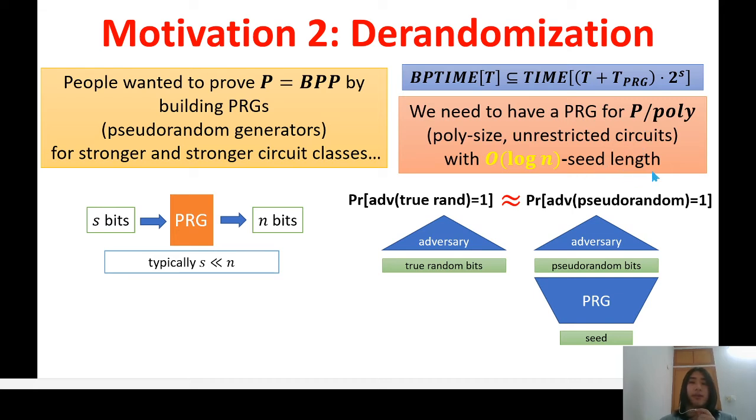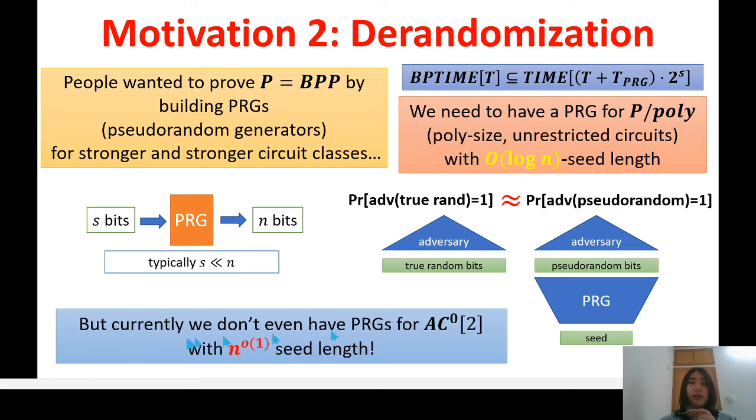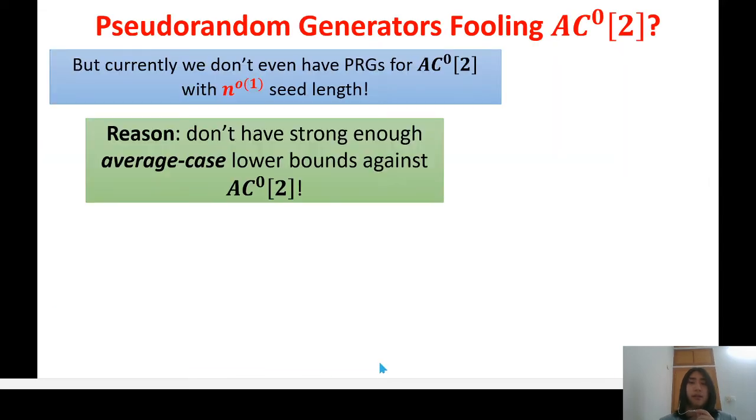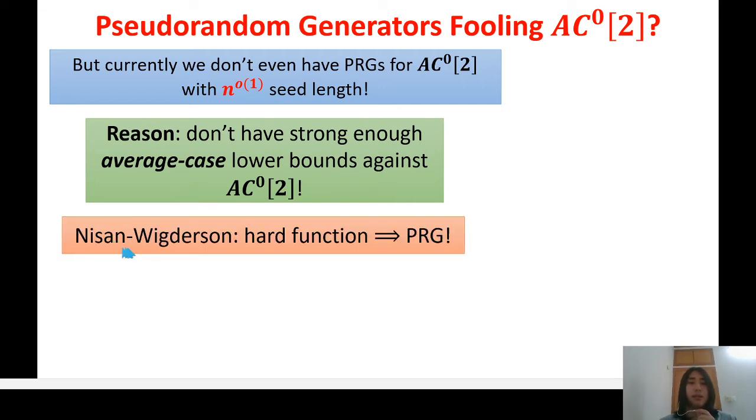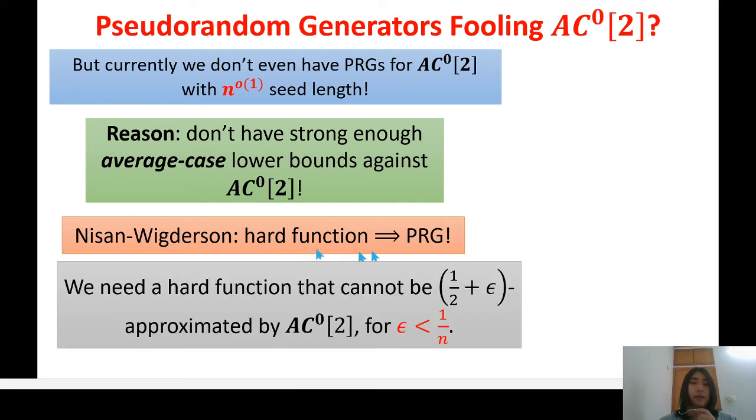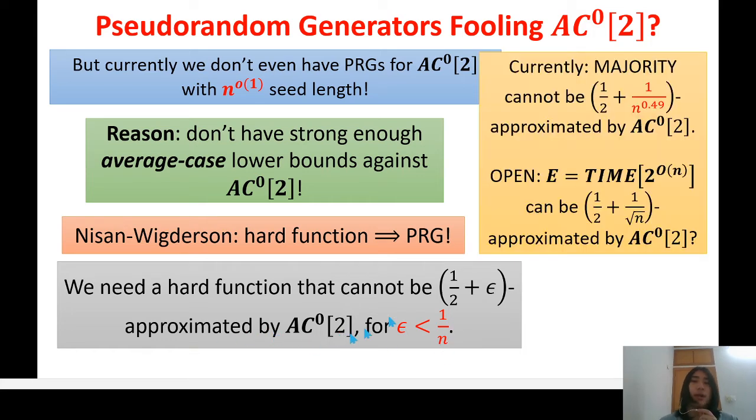However, it seems that we are far from this goal. Currently, we don't even have PRGs for AC0 with subpolynomial seed length. So why? One reason is that we don't have strong enough average case lower bounds against AC0. Nisan and Wigderson showed that if we have a hard enough function, then we can build a PRG from this hard function. However, if we want to use this method to build a PRG for AC0, then we need a hard function that cannot be half plus 1 over n approximated by AC0. We don't have such strong lower bounds.